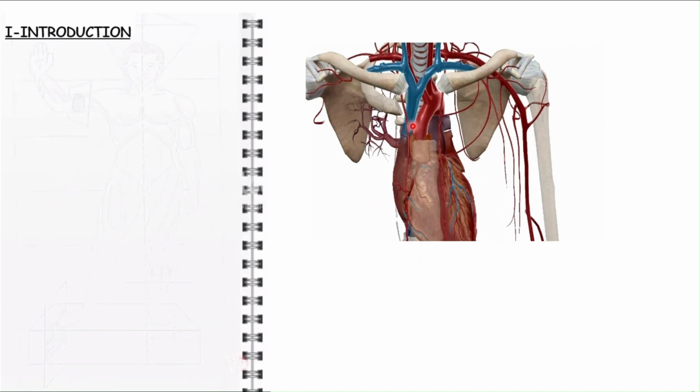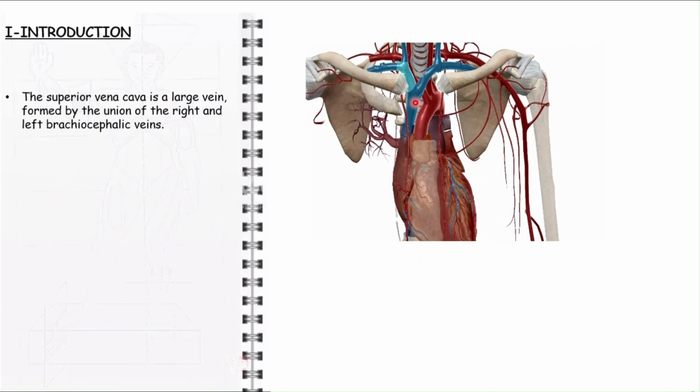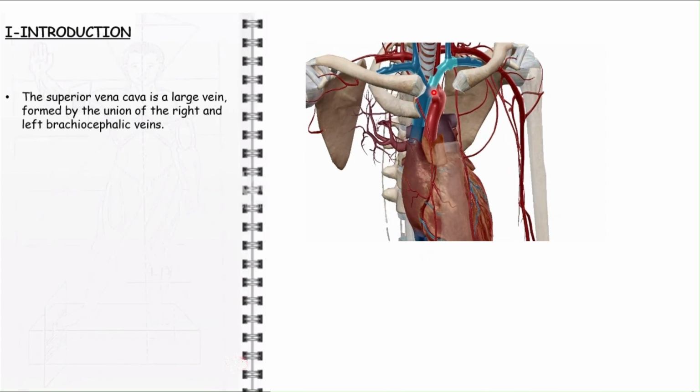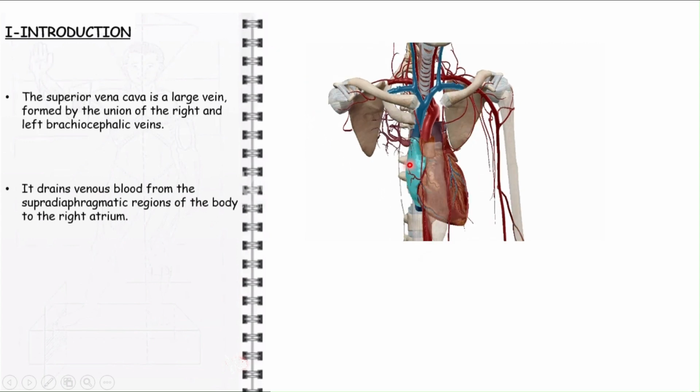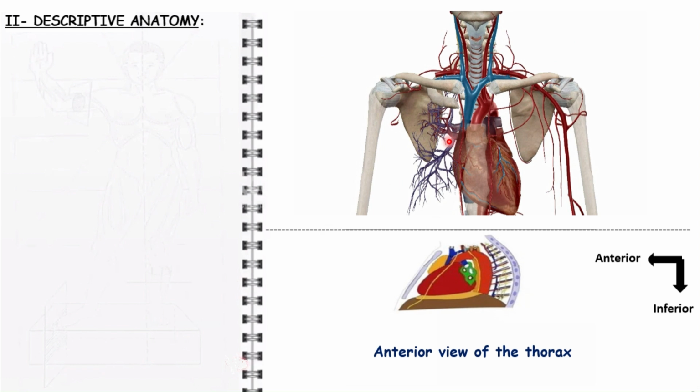The superior vena cava is a large vein formed by the union of the right and left brachiocephalic veins. It drains venous blood from the supradiaphragmatic regions of the body to the right atrium. Let's start with the descriptive anatomy of the superior vena cava.